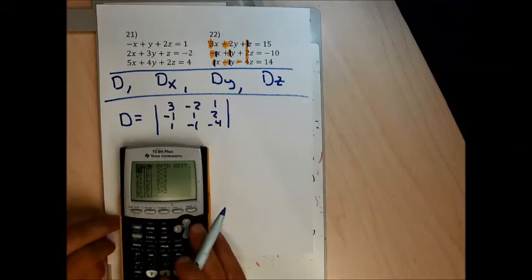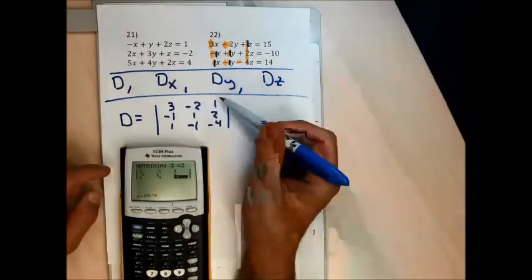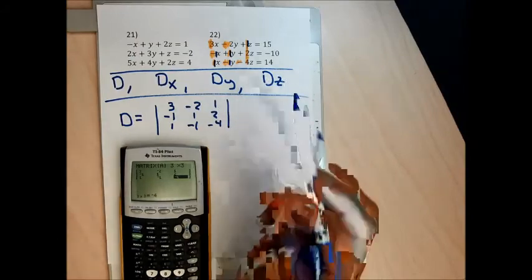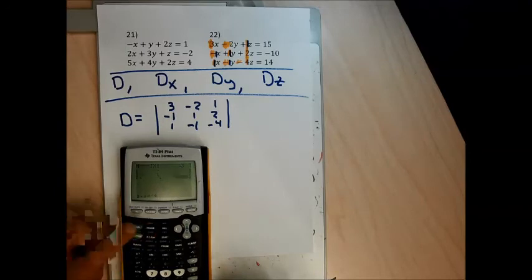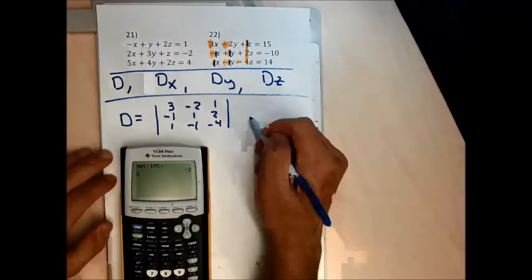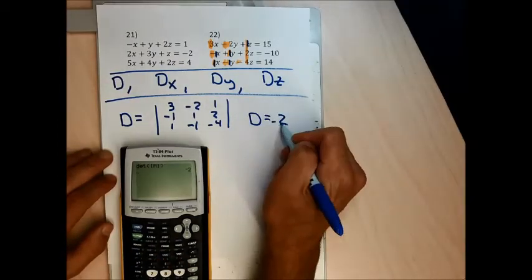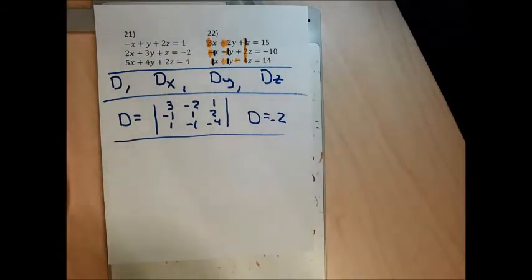Second matrix, edit this as a 3x3 matrix and do 3, -2, 1, -1, 1, 2, 1, -1, -4. Ooh, my eyes are wearing out. Second quit. Second matrix, math, determinant. Second matrix, enter, enter. D is going to be -2. Done with the D. Let me just color code this now for the next one.